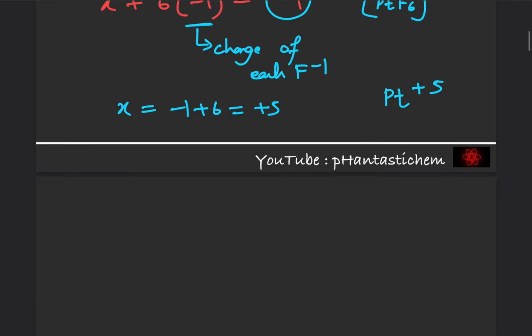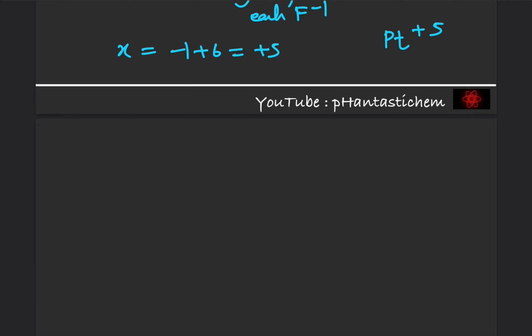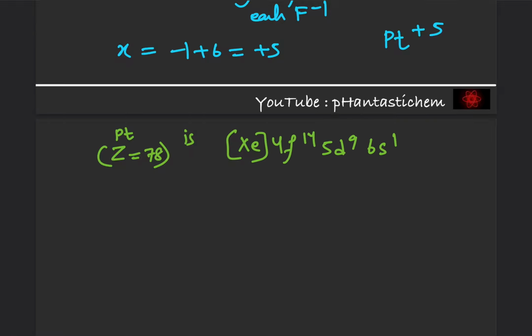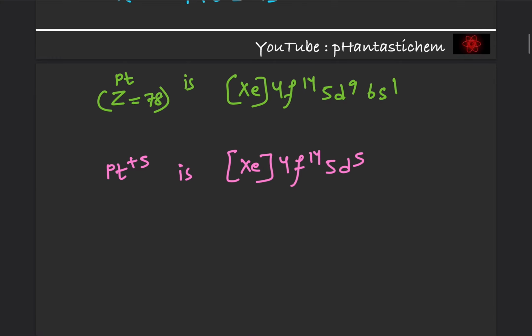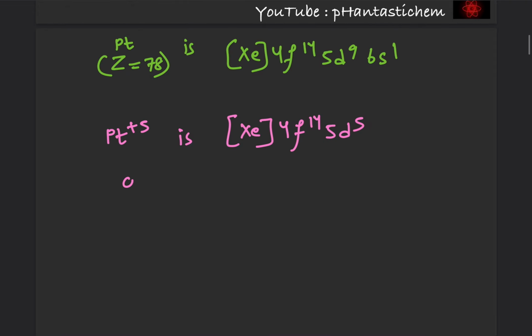Okay. The electronic configuration of Pt, platinum, whose atomic number is 78, is xenon 4f14 5d9 6s1. Therefore, for Pt+5 we have to remove 5 electrons, so remove 1 from here and 4 from here, and we'll be left with xenon 4f14 5d5. Therefore the valence d orbitals have 5 electrons, so option B is correct.